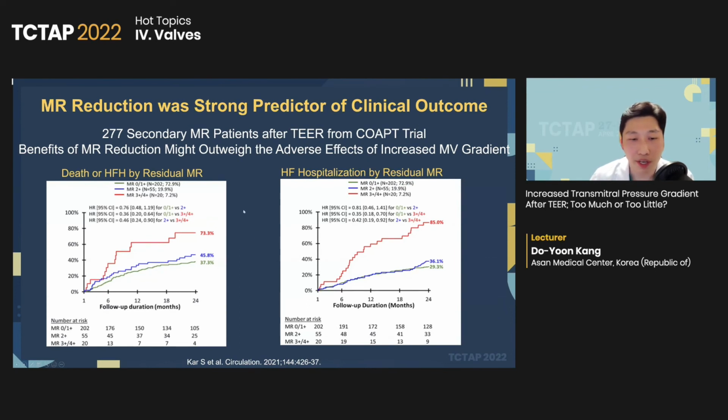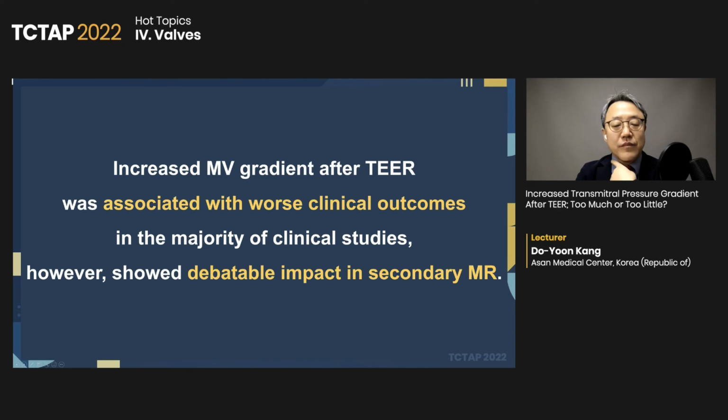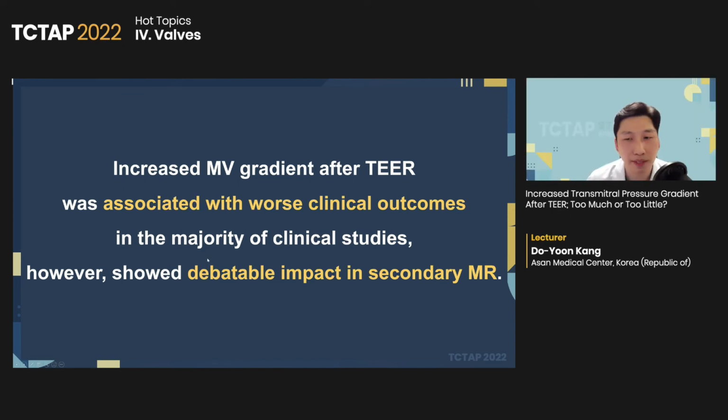Also, when considering the CyberCars data, the benefit of mitral regurgitation reduction is very important on clinical outcomes and the health benefits. We can consider that the benefit of mitral regurgitation reduction might outweigh the adverse effect of increased mitral valve gradient in the COAP population. So in conclusion, increased mitral valve gradient after TEER was associated with the worst clinical outcomes in the majority of the clinical studies. However, it showed debatable impact in secondary MR in recent data.